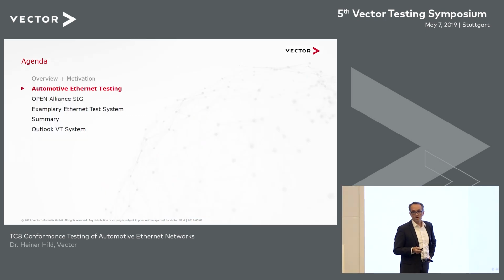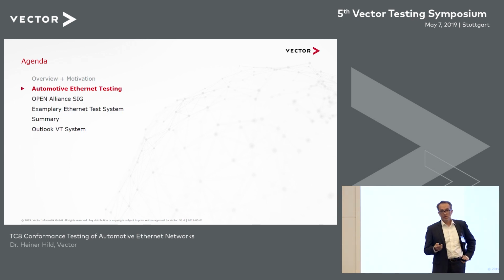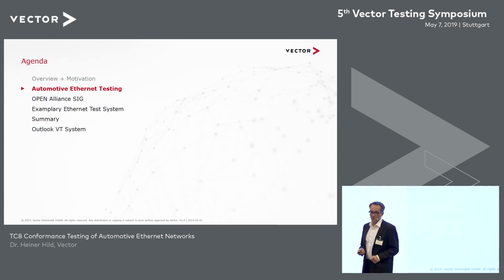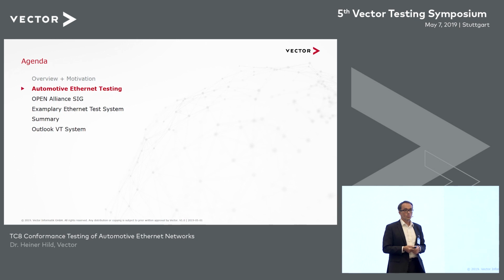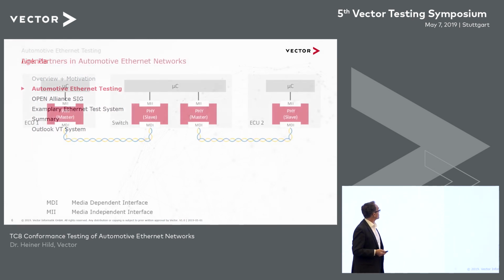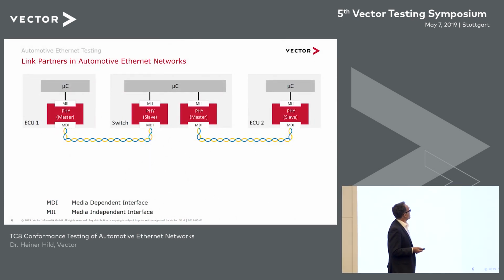So I would like to take a look together with you, what does Automotive Ethernet stand for? Why is it different? Where is it different? What are the specific needs for testing? What are the solutions already available? And there specifically, what does the Open Alliance offer, a special interest group? And then a proposal that we can offer for a test system, that's one part. And then the hotly promised outlook onto the VT system. Of course, I want to offer that once again this year in my last part.